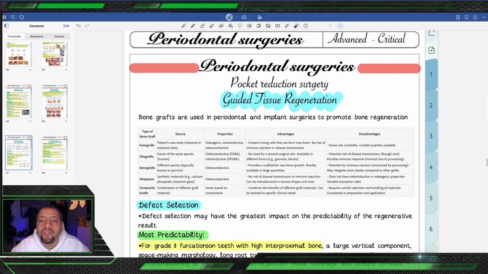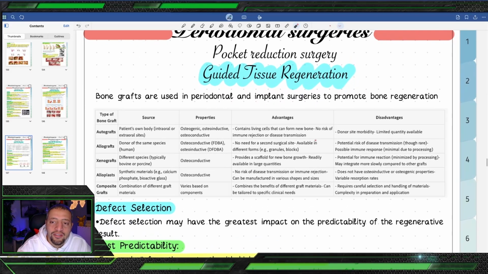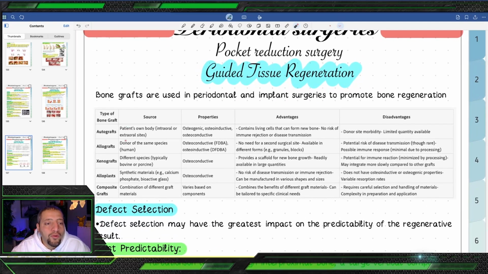Okay, so GTR is too much, I know, but there's more information we need to discuss. So we have bone graft. I had initially two slides for the bone graft to speak about it in depth, but I was like, this is too much. So I condensed it in this table to explain all the information.